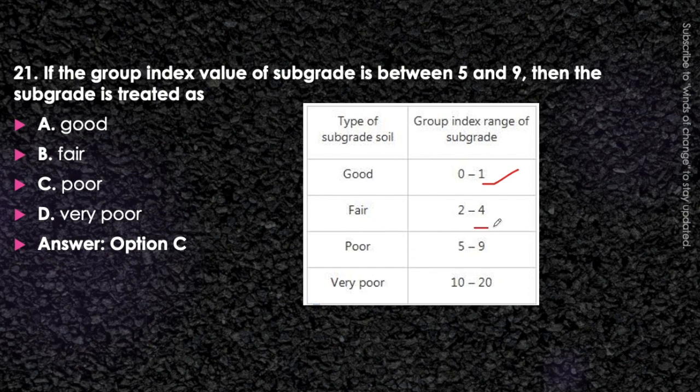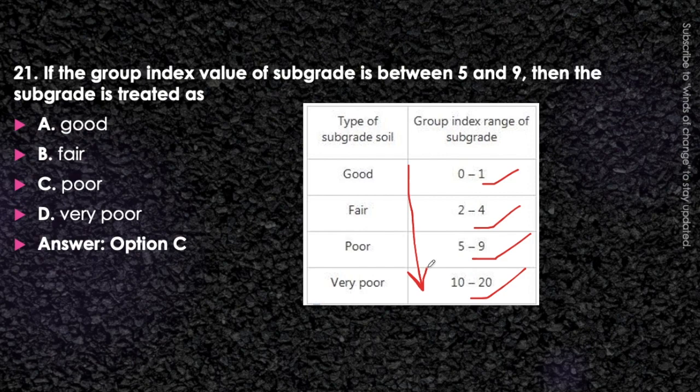For fair it is 2 to 4, for poor it is 5 to 9, for very poor it is 10 to 20. And you can watch here that group index value ranges from 0 to 20. This is also an important question, you should memorize. Group index value varies from 0 to 20, and from 0 to 20 you can watch that it will deteriorate. The subgrade type will be of lower quality.